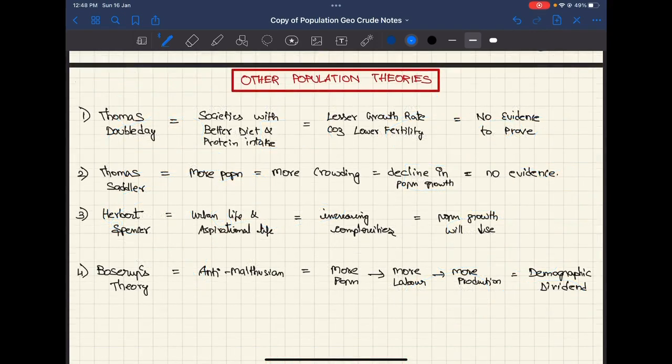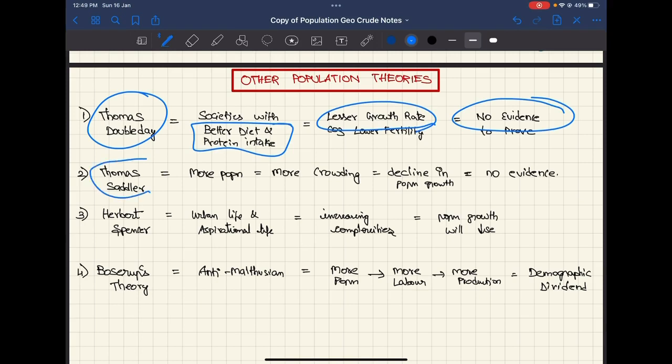Now let's go through other population theories. Thomas Doubleday talked about better diet and protein intake resulting in a lower growth rate. There is no evidence to prove this. Thomas Sadler talked about more population resulting in more crowding, hence a decline in population growth. Again, there is no evidence.